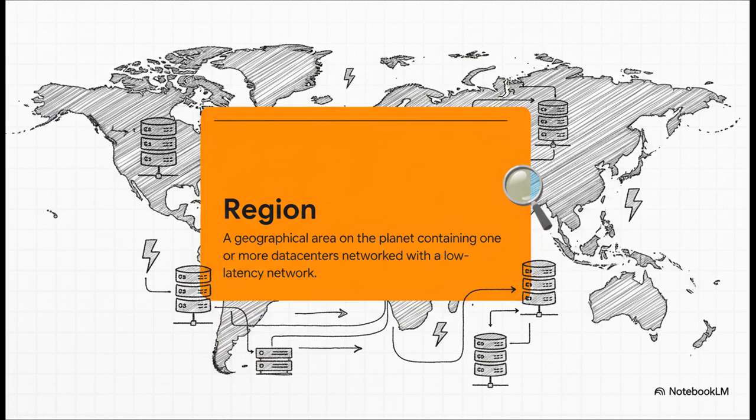This is probably the first and most fundamental choice you're going to make for most services. A region is just a specific geographical area, like East US or West Europe, and it's packed with data centers. So why pick one over another? Well, you might pick a region to keep your data close to your users for better speed, or maybe to comply with local data laws.